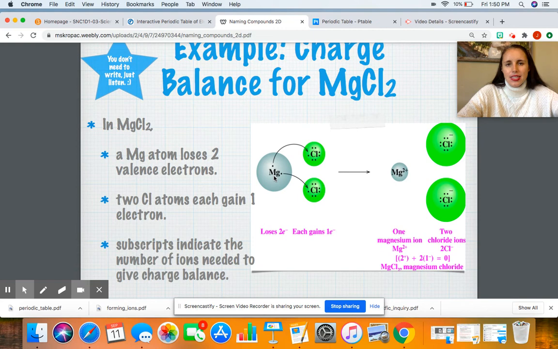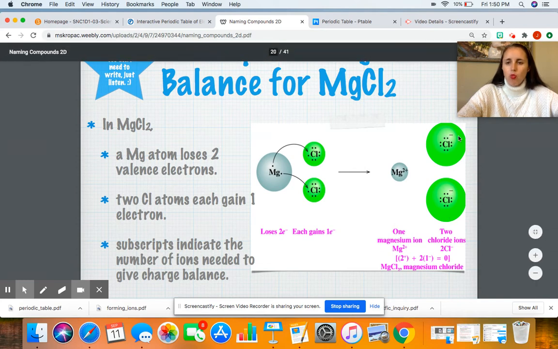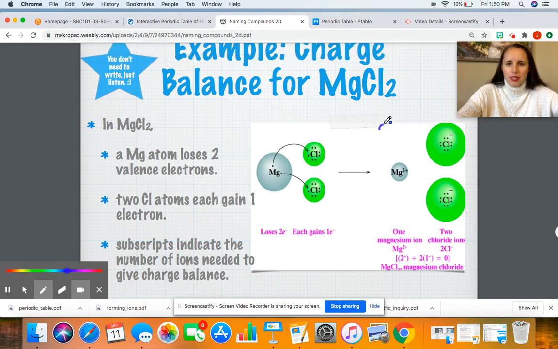So magnesium, since it's lost 2 negatives, has an overall charge of 2+. Since we have 2 chlorines, we have 1 negative and we have a second negative. So if I were to take 2+, and I were going to go ahead and take away -1 for my first chlorine and take away -1 for my second chlorine, I would get a total of 0 charge balance. So that charge balance is again what tells us how many of each atom I want to have in my ionic compound. So I know I have 1 magnesium, Mg.